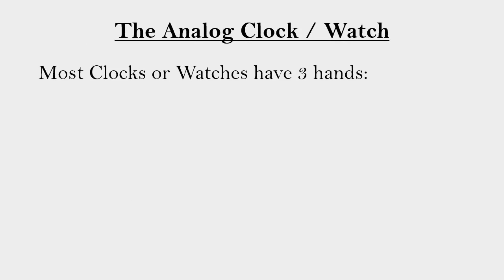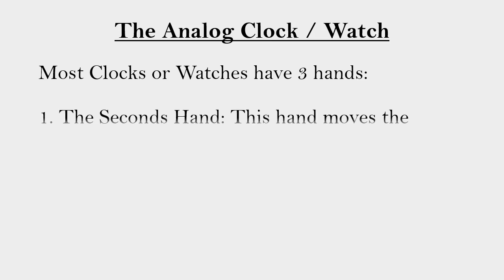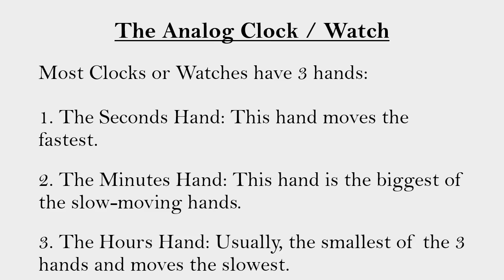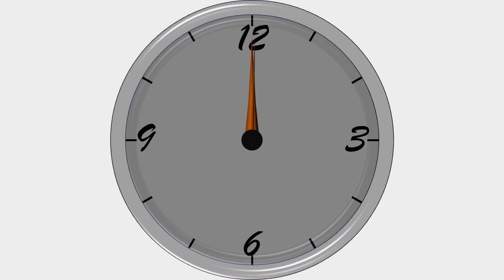So like I said, most clocks or watches have 3 hands. The seconds hand, this hand moves the fastest. Then the minutes hand, this hand is the biggest of the two slow moving hands. And the third hand is the hour hand. It is usually the smallest of the 3 hands and moves the slowest. So let's look at this clock now.